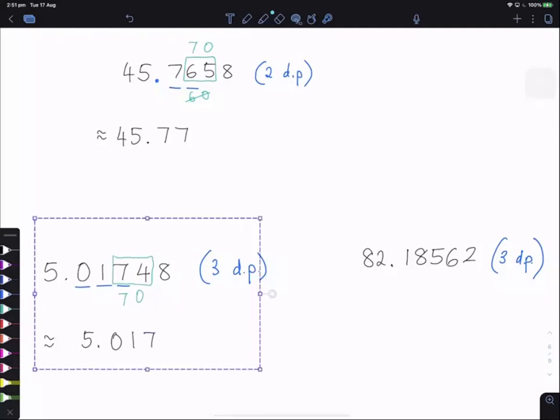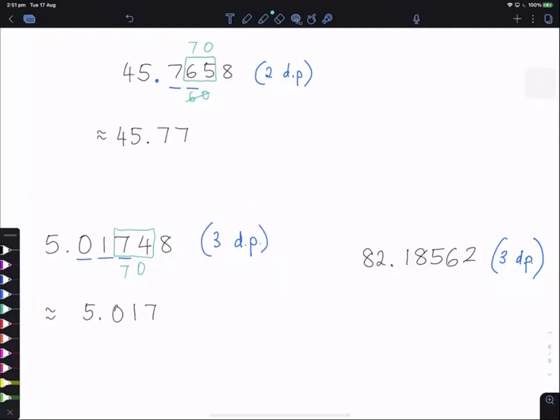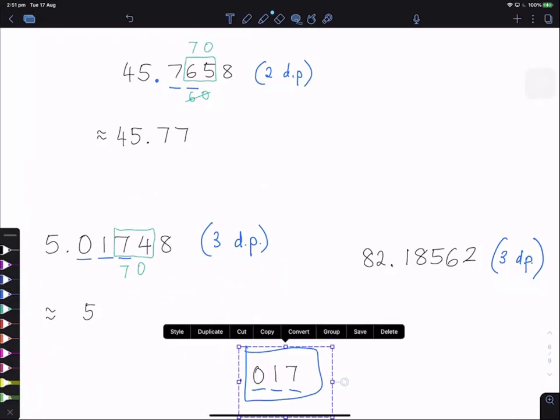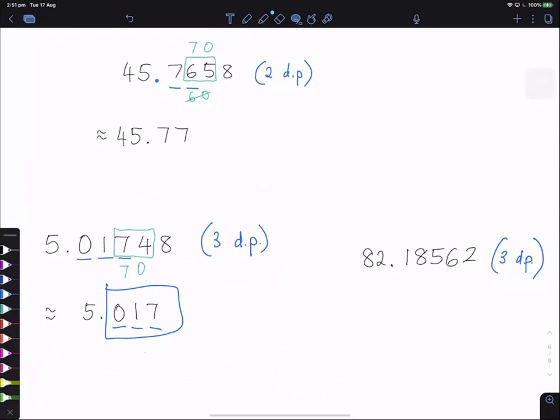Okay, so you see here, when it says 3 decimal places, can you see how this number here has 3 decimal places after the decimal point? That's what it means by 3 decimal places. And you actually need to write out the whole number. Like you have to write out that 5 as well. You don't just write the numbers after and say, that's my answer. That's incorrect because you're not rounding it.